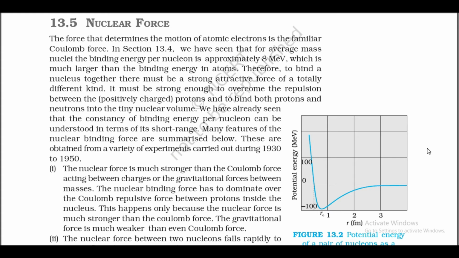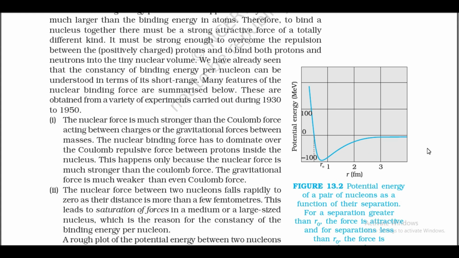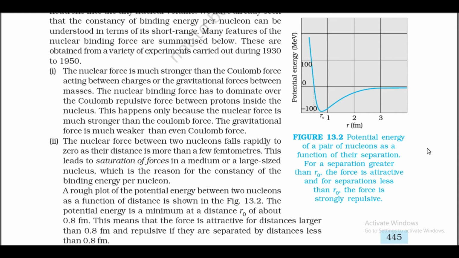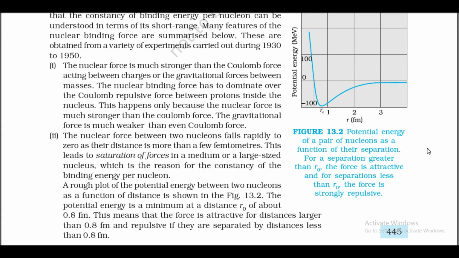We have already seen that the constancy of binding energy per nucleon can be understood in terms of its short range. Many features of the nuclear binding force are summarized below. These are obtained from a variety of experiments carried out during 1930 to 1950. First, the nuclear force is much stronger than the Coulomb force acting between charges, or the gravitational force between masses. The nuclear binding force has to dominate over the Coulomb repulsive force between protons inside the nucleus. This happens only because the nuclear force is much stronger than the Coulomb force. The gravitational force is much weaker than even the Coulomb force.